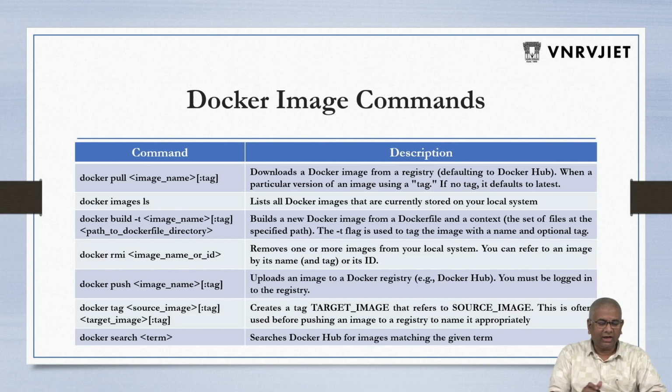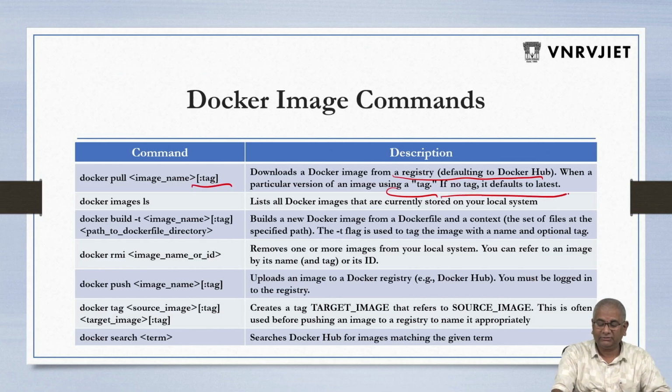Docker pull downloads the Docker image from a registry, for example Docker Hub by default. To pull a particular version of an image you use a tag, so we specify the tag also, like colon tag. If there is no tag, it defaults to the latest one. So for example, if you pull a Java image, it will get the latest version of the Java image. But if you say you don't want Java 21, you want 17, you just add colon 17 and it will pull that 17. When you go to the Docker host, you will see that.